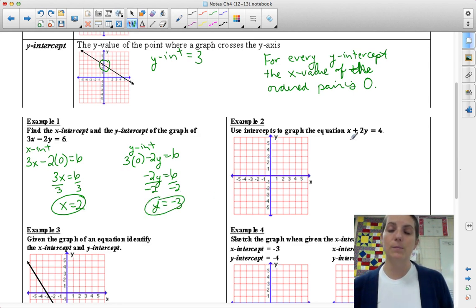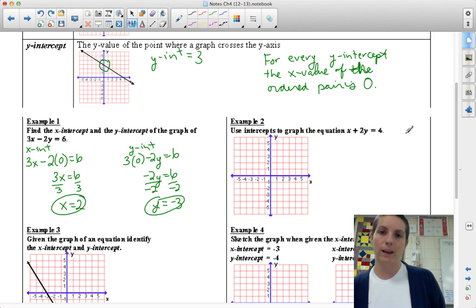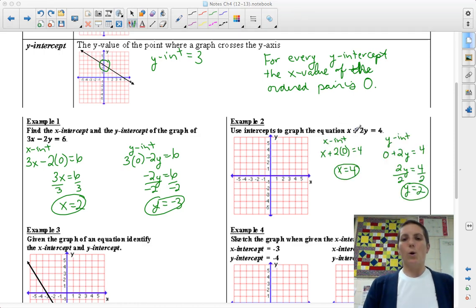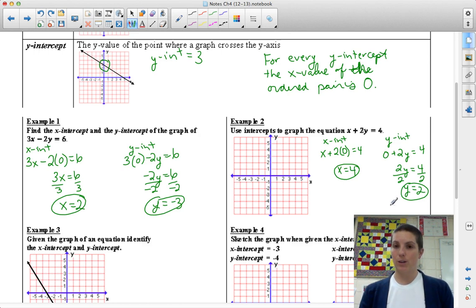In example 2, you're asked to find them algebraically and then graph them. Do the algebraic part without me, so pause it. Hopefully those two felt very obvious to you.